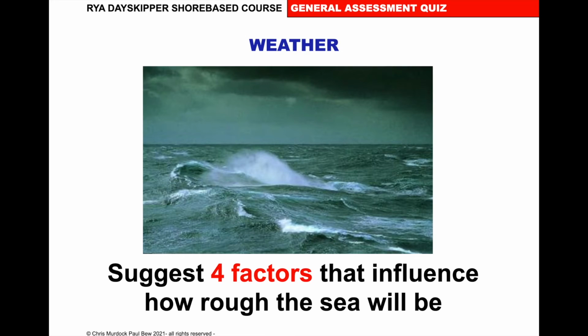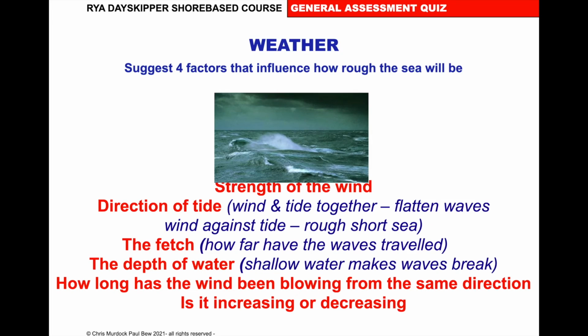Suggest 4 factors that influence how rough the sea will be. We've done a whole video tutorial on this called Waves under the City Sailing Tutorials. Let's have a look. Strength of the wind, direction of the tide. So wind and tide together will be smoother, wind against tide will be rougher. The fetch, how far the waves have travelled. The depth of water, so shallow water makes the waves break. How long has the wind been blowing in the same direction? Is it increasing or decreasing?